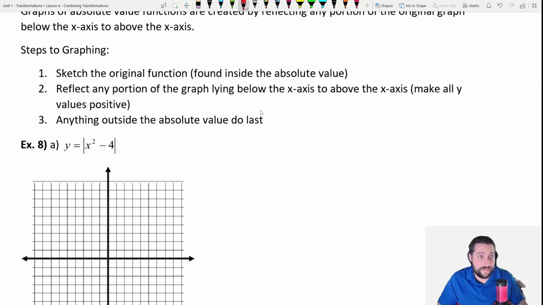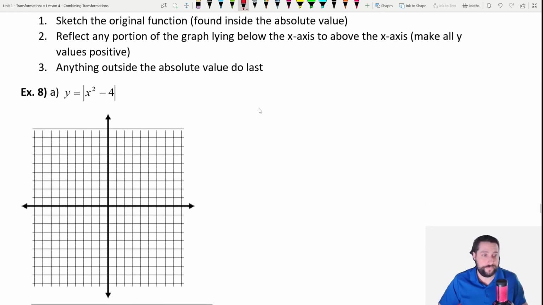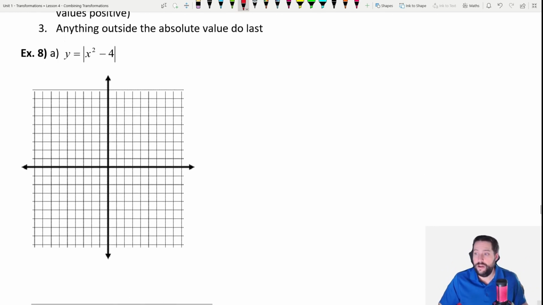Okay, so instead of those y values being negative, just make them their positive values. And then anything outside the absolute value, you do last. Okay, so let's look at the first one. We have y is equal to the absolute value of x squared minus 4.